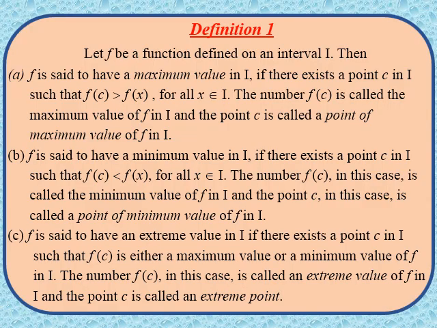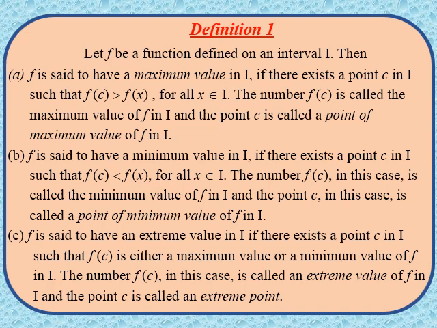So we have a function f defined in any interval I, and we are supposed to check its maximum value and minimum value. Then what we are going to do is find a point c in the given interval and check whether the value of the function, that is f(c), is greater than f(x), that is the value of the function for other values of x belonging to I. So if f(c) is greater than f(x), then we say that this point c is the point of maximum value, and the value f(c) is the maximum value of f.